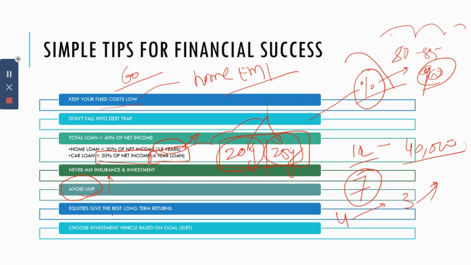Equities give the best long term returns. From a long term return perspective, nothing beats equity. But choose the investment based on your goal. So remember this SLRT framework that we discussed in the last session. These are your simple tips for financial success.